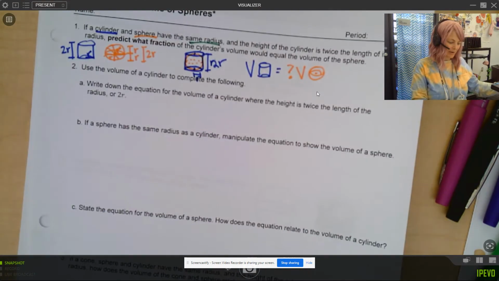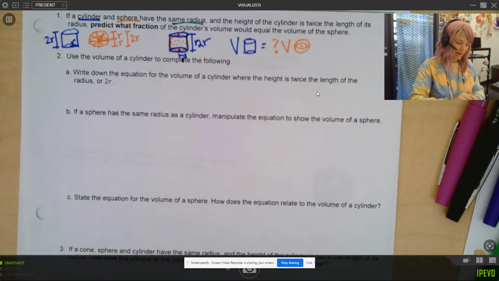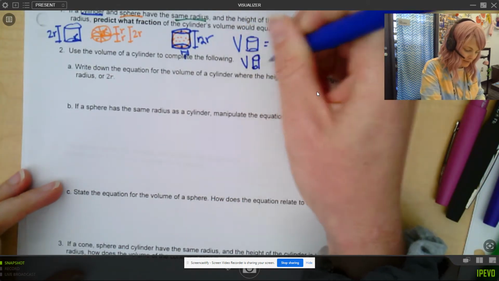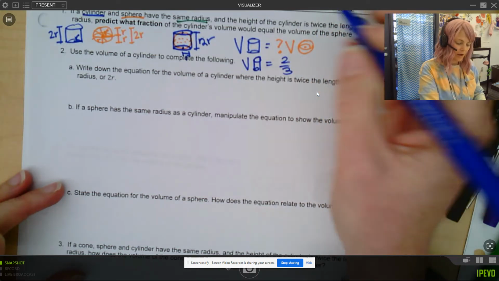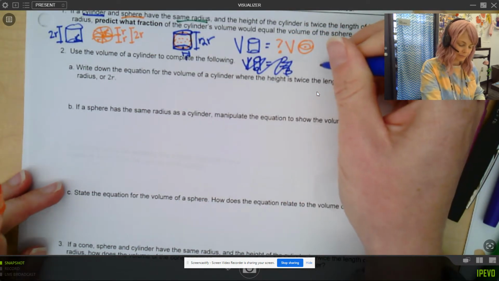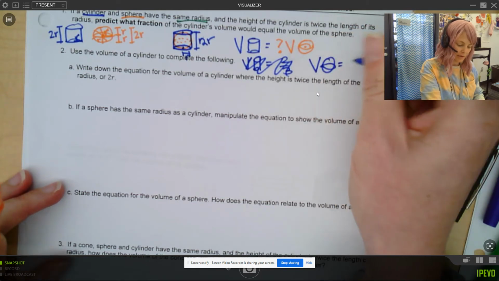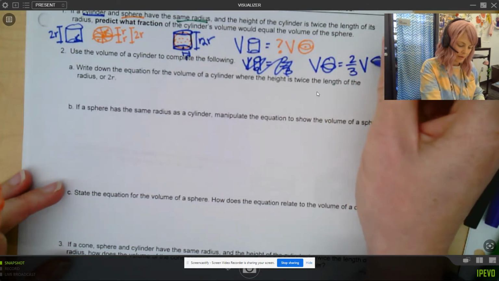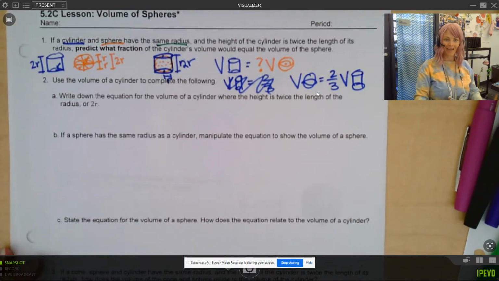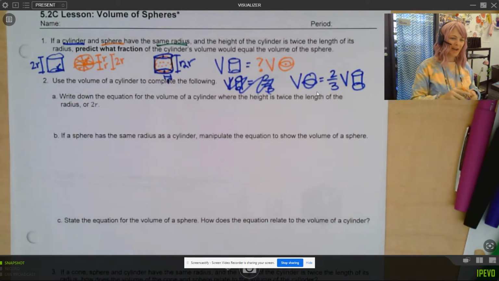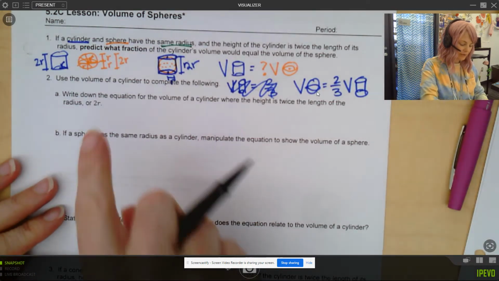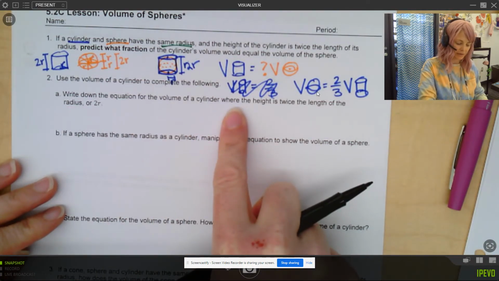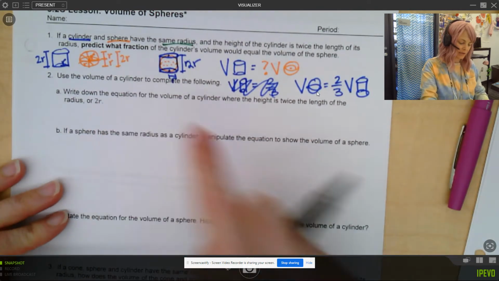Okay, so taking a look, now that we know this, we would say that the volume of the sphere is equal to 2/3 the volume of the cylinder. Amazing. Now we're going to use the volume of the cylinder to complete the calculations here. It says, write down the equation for the volume of the cylinder where the height is twice the length of the radius, or 2r.